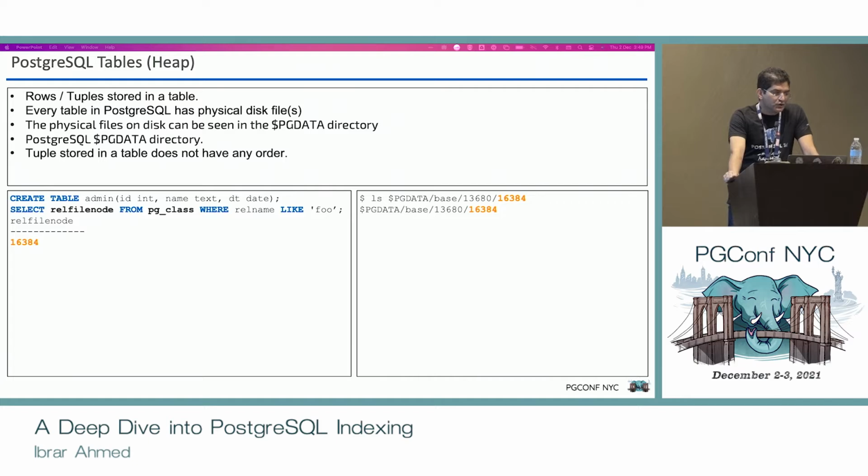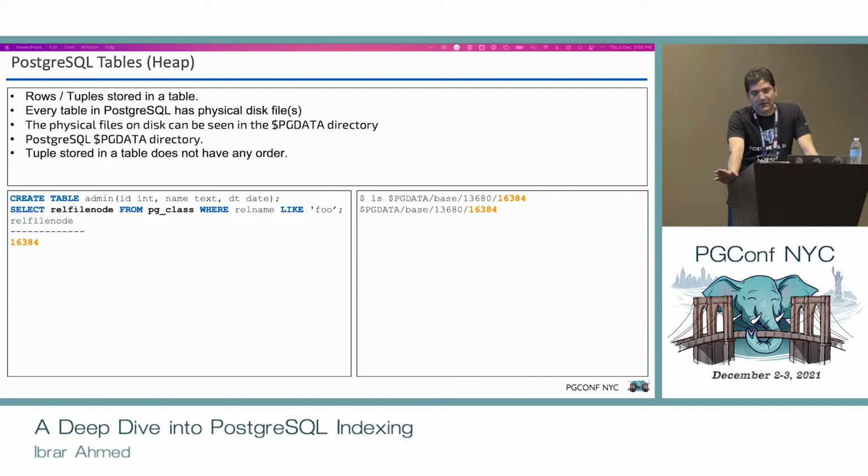A tuple is stored in a table. When you insert some data into the table, that tuple stores the data in the physical files. You have to keep in mind that these are not ordered. When you select from there, it's not necessary that you will get the same order of tuples, unless you have an ORDER BY clause on that.